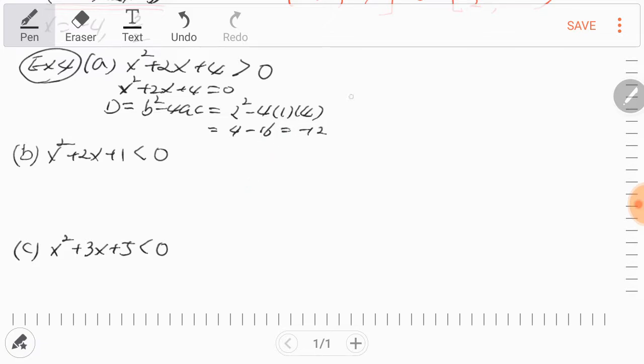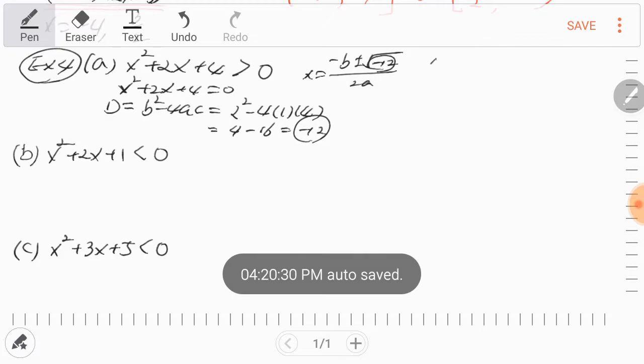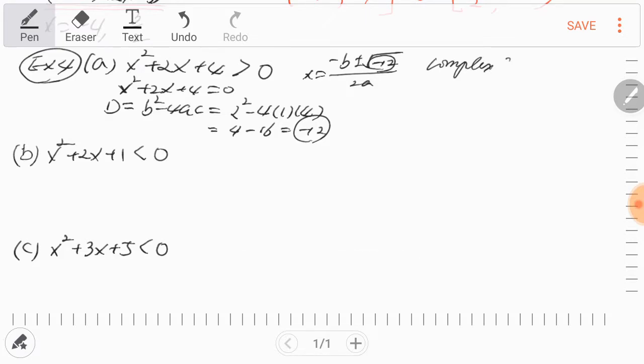You know, since the discriminant is negative, the solution, negative b plus or minus the square root of the discriminant over 2a, has the square root of a negative number. This means there is no real solution. So there is a complex solution, but no real solutions.